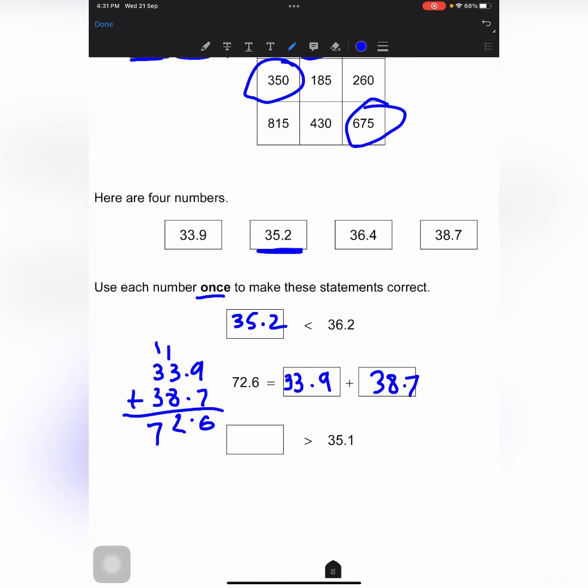Now, our last option, as you can see, is left. So we're going to underline these ones too, so we know we did them. So now our last option is 36.4, and it is greater than 35.1. So 36.4.